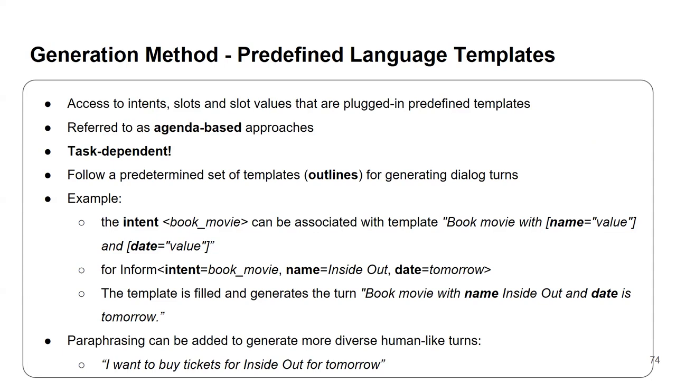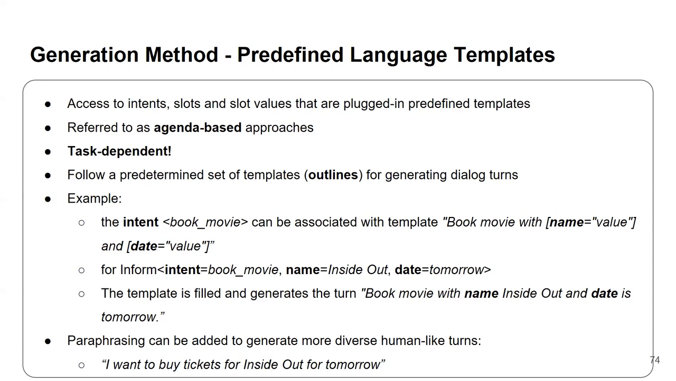So what people would do, they would define rules and outlines for generating dialogues. You have an example in the middle that says, for buying a movie ticket, this can be associated with a template that says book movie with, and then you have the slot name equals blank. So all you have to do is plug in a value that you sample from the input or the knowledge graph. For example, you go to the knowledge graph and sample a movie with name Inside Out, and then you sample a date, which is tomorrow, and all you do is take those values and plug them into the template.